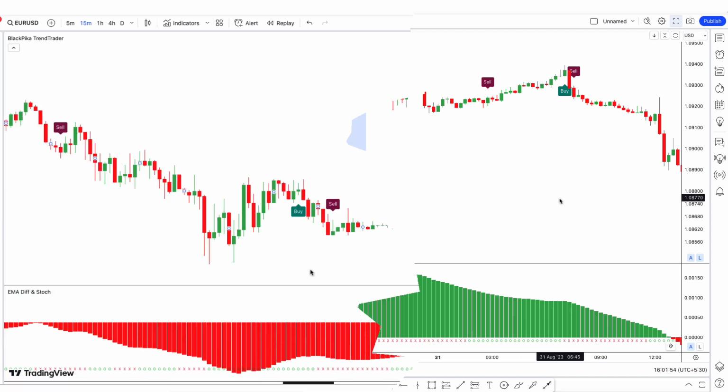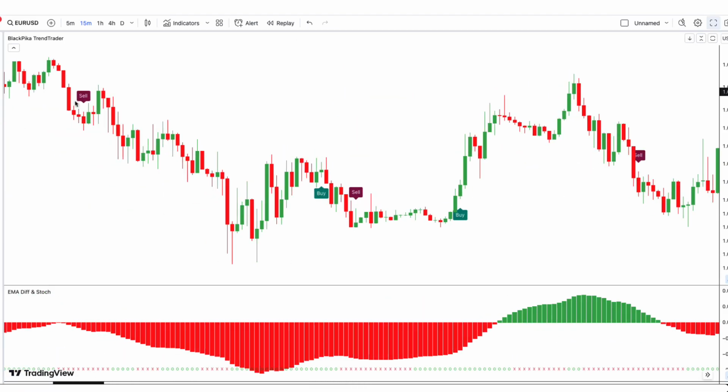Moving forward to the next selling example, here we see a sell signal is appropriately confirmed by a red histogram. This means that the signal is confirmed and you can consider entering a trade with it.